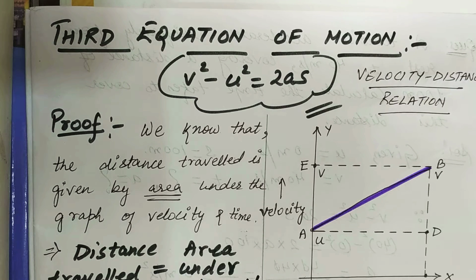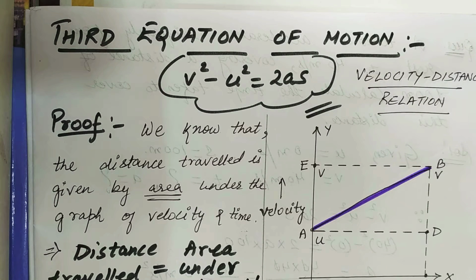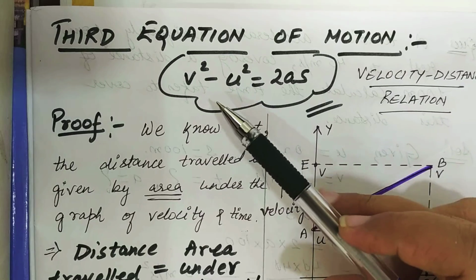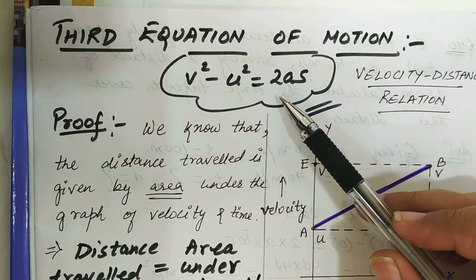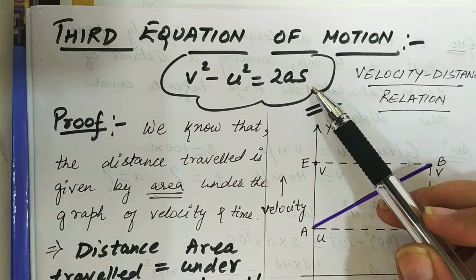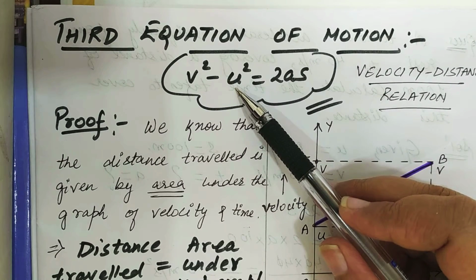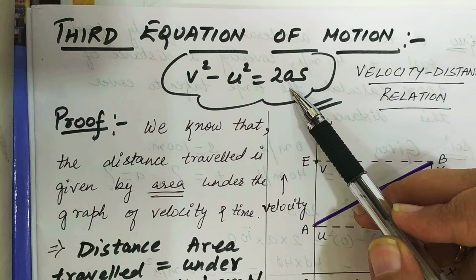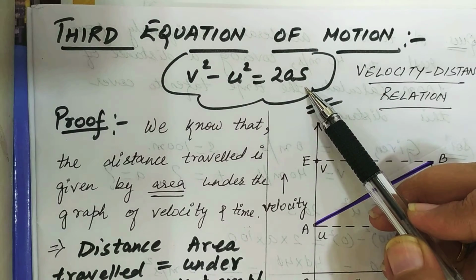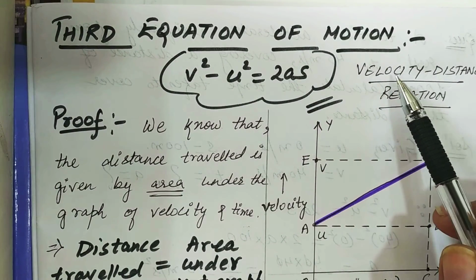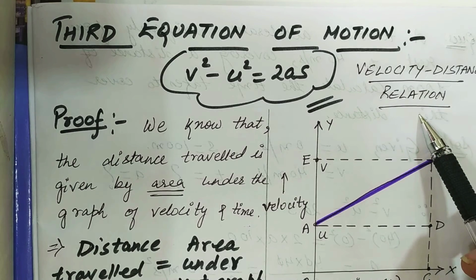Good morning, children. Today we are going to discuss the third equation of motion, which is v square minus u square is equal to 2as. V stands for final velocity, u stands for initial velocity, a stands for acceleration, and s stands for distance traveled. This is also called the velocity distance relation.